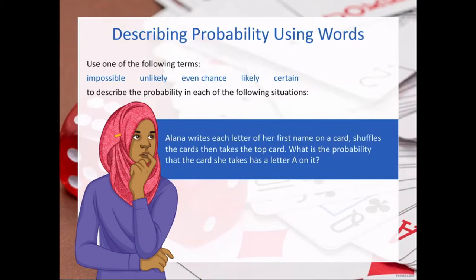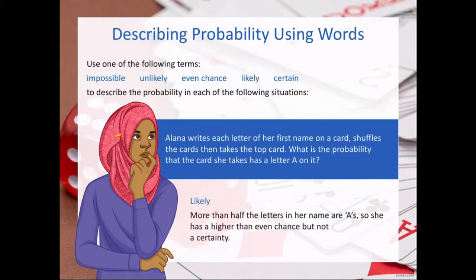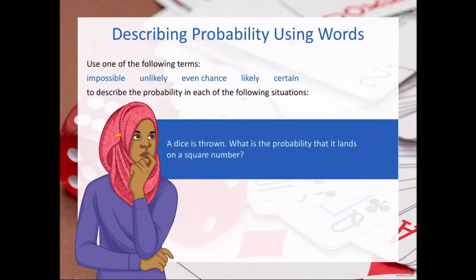So, what do you think the probability of her taking an A is? If there's 3 A's in her name out of 5 letters, would you say it was even, unlikely, impossible, likely, certain? What do you think? It's likely. More than half the letters in her name are A's, aren't they? So she has a higher than even chance, but it's not a certainty because she might pick an L or an N. Okay, let's have a look at another one.